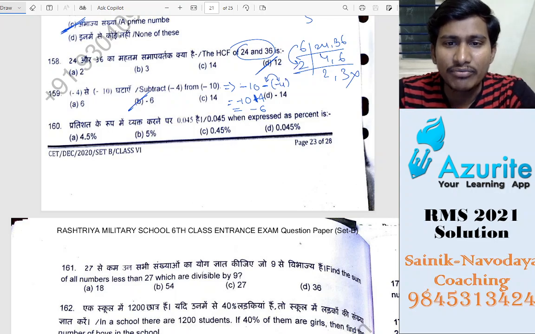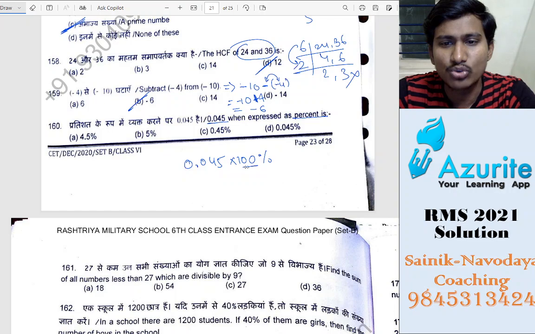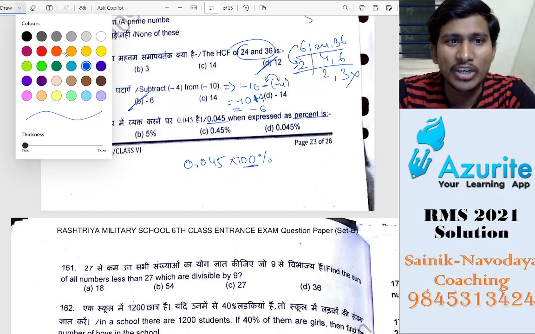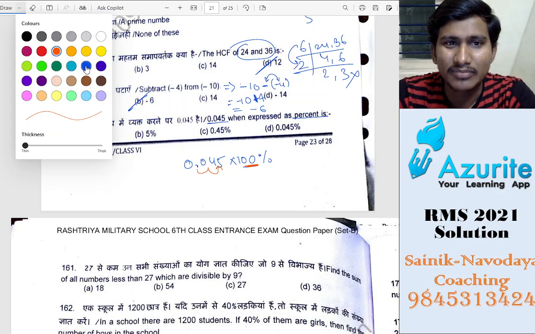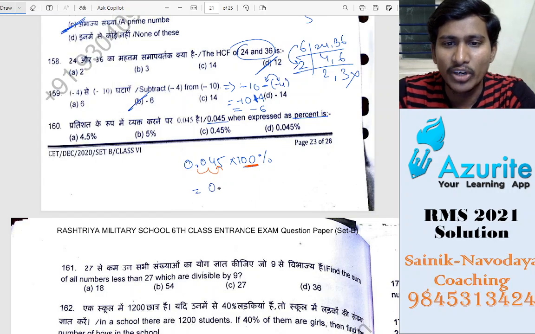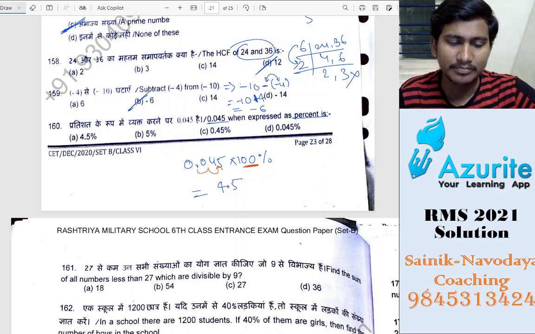Next, 0.045 expressed in percentage. To convert to a percentage we multiply by 100%. For these two zeros, the decimal point will shift 1 time, 2 times. So what will be the answer here? Yes, it will be 4.5. The point will come after 4, so the answer is 4.5. Understand this? Okay, good.